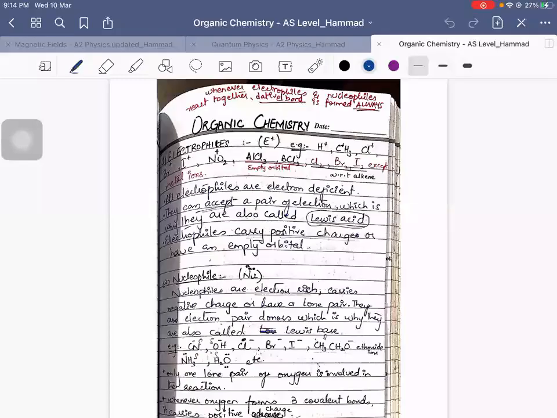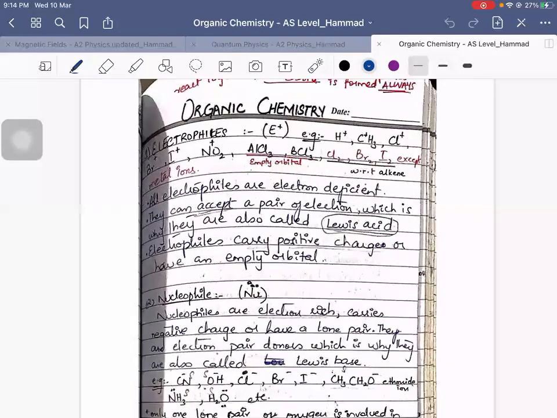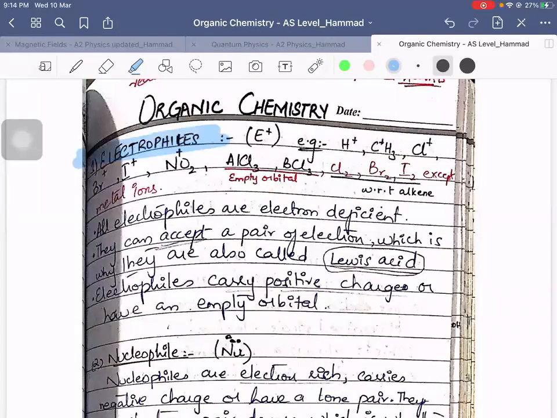In O levels it was simple, straightforward. In A level, it starts off from electrophiles. Electrophiles are the ones which are electron deficient species, meaning to say they are electron loving species. They can accept a pair of electrons, which is why they are also called Lewis acids.